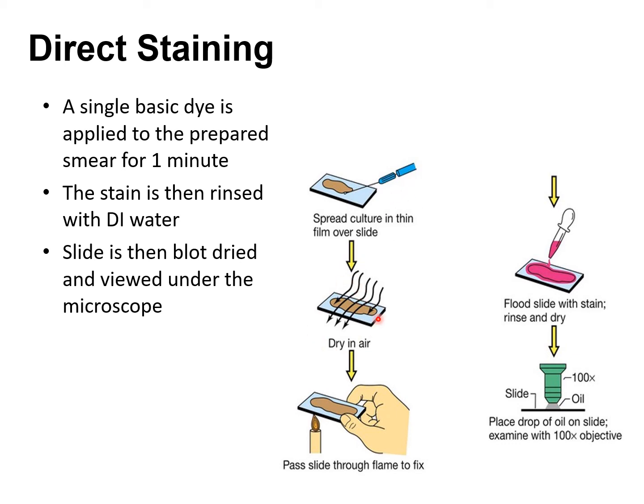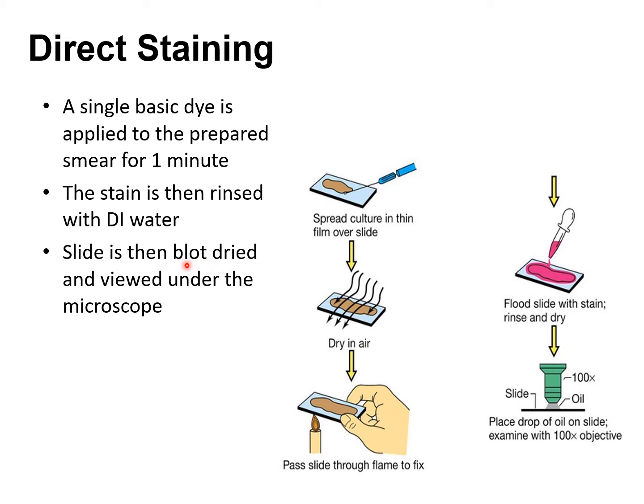Then you have to leave your slide to air dry, and heat fix it, okay? After you heat fix, you apply your basic dye. We usually leave it for a minute or so, and then you rinse off the excess dye with some water. We usually use distilled water. And then we blot to dry our slides before you view it under the microscope.